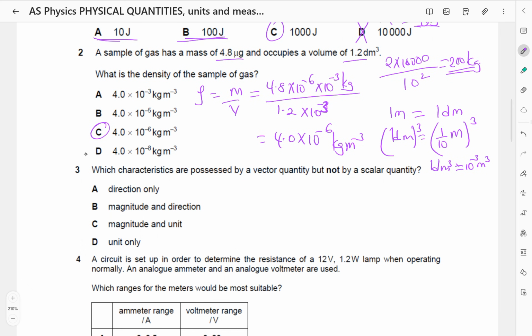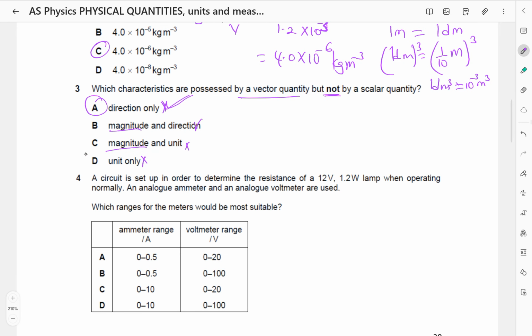Which characteristics are possessed by a vector quantity but not a scalar quantity? So remember, both of them have magnitude. So direction only, unit only, possessed by a vector quantity but not a scalar quantity. So the answer is going to be A, because a scalar quantity does not have a direction, but a vector quantity has direction. So these ones are wrong. Direction is the only characteristic not shown by a scalar quantity, but a scalar also has magnitude, and it also has a unit.